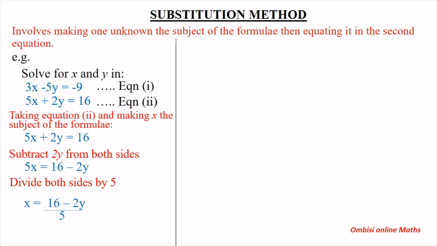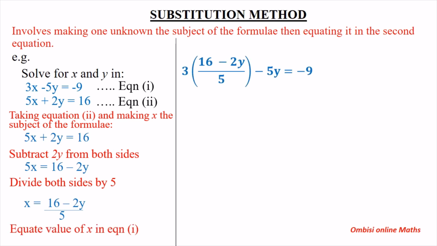So the value of x, we determined it from equation 2. So we have to substitute it in equation 1. So when you substitute the value of x in equation 1, it becomes 3, that is 3 times, in brackets, (16 minus 2y) over 5. That was the value of x. Close the bracket, minus 5y gives us -9. Multiply both sides by 5 and you end up with this. Solve this one and it translates to y equals 3.